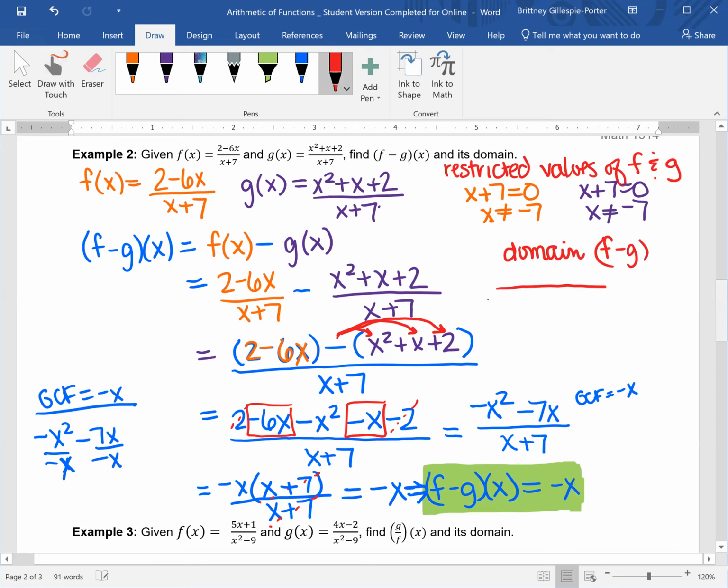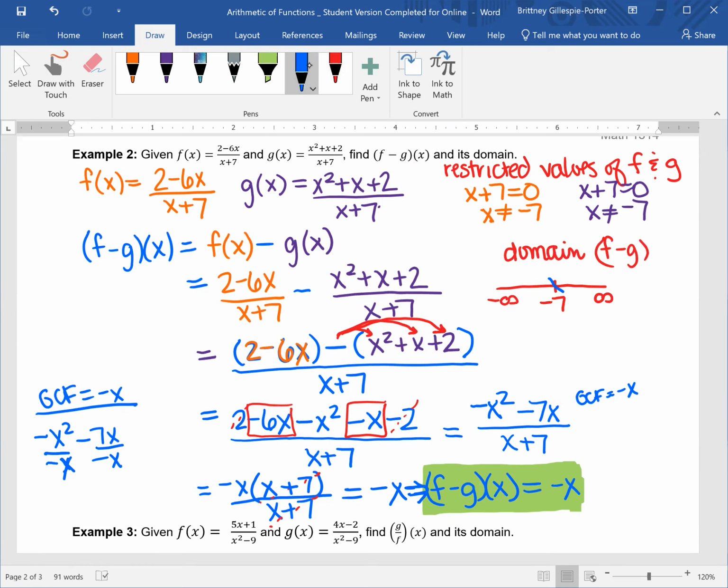So go ahead and draw your little number line. The only thing on that list is negative 7. And we can't be negative 7. So our domain is going to be negative infinity to negative 7, close parenthesis. The jump rope, the union, because we got to jump over the negative 7, and then negative 7 to infinity. And that is our domain of f minus g.